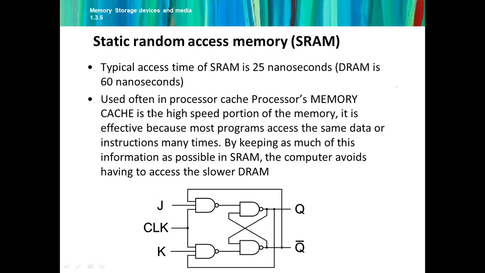Okay, where are we using this type of memory? We are going to use the SRAM in the processor's cache. Cache या cache दोनों पढ़ा जाता है. It is a high-speed portion of the memory. It is effective because most programs access the same data or instruction many times, by keeping as much of the information as possible in the SRAM, the computer has to access the slower DRAM less often.